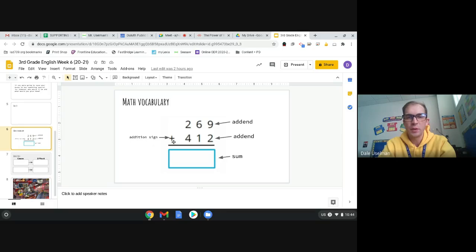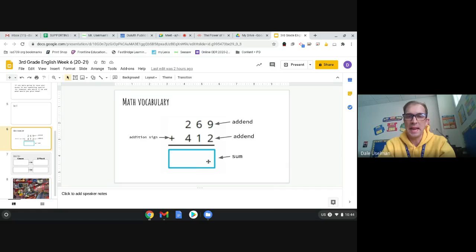Awesome. And then this is our addition sign. That's how you spell the word sign, S-I-G-N. That G is silent, addition sign. And then when we're talking about addition and the two numbers that we're adding together, or it could be more than two, right? Those are our addends. Go ahead and say addend. Awesome. So 269 is one of our addends, and 412 is one of our addends.